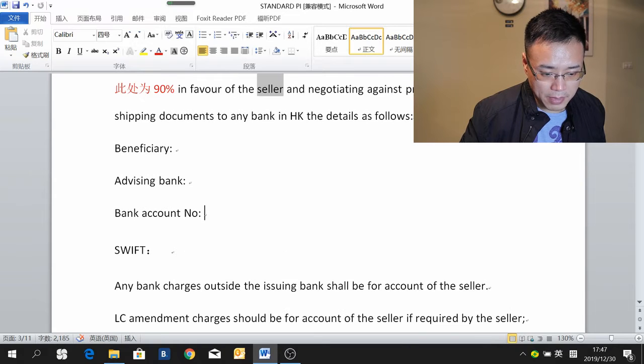Beneficiary, advising bank, bank account number, and SWIFT. That's it. This is all they need to issue the LC.